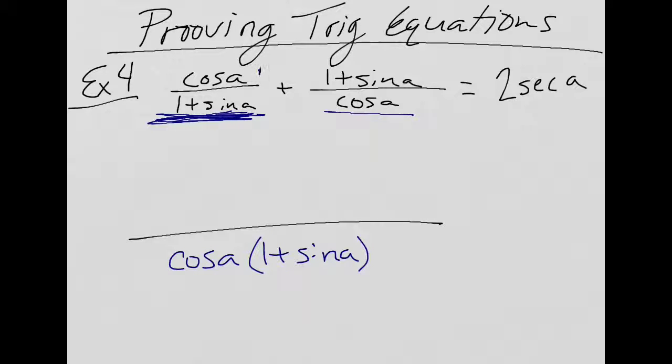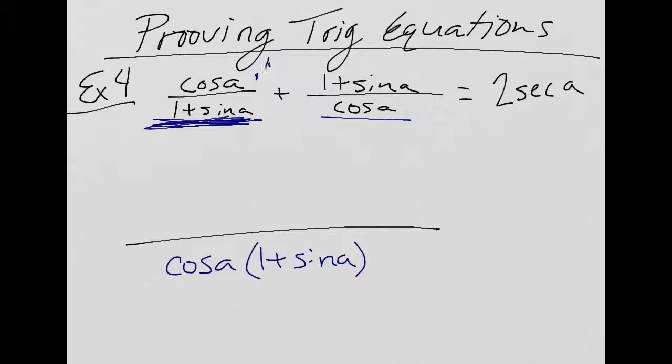What do I have if I multiply the top by that? Cosine squared A. Or cosine A squared. It's the same thing. I just want you to become familiar with hearing it both ways, depending on what your teacher says. And it's addition, so that's not going to change.